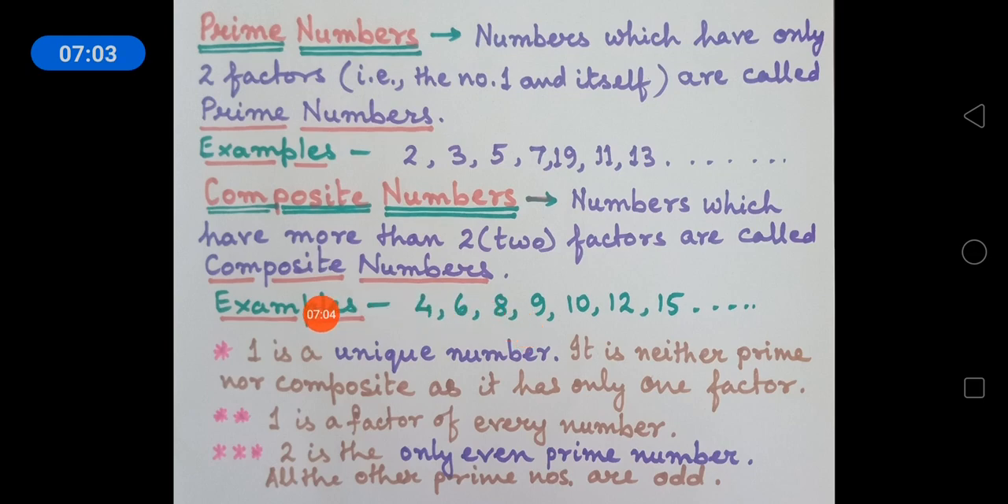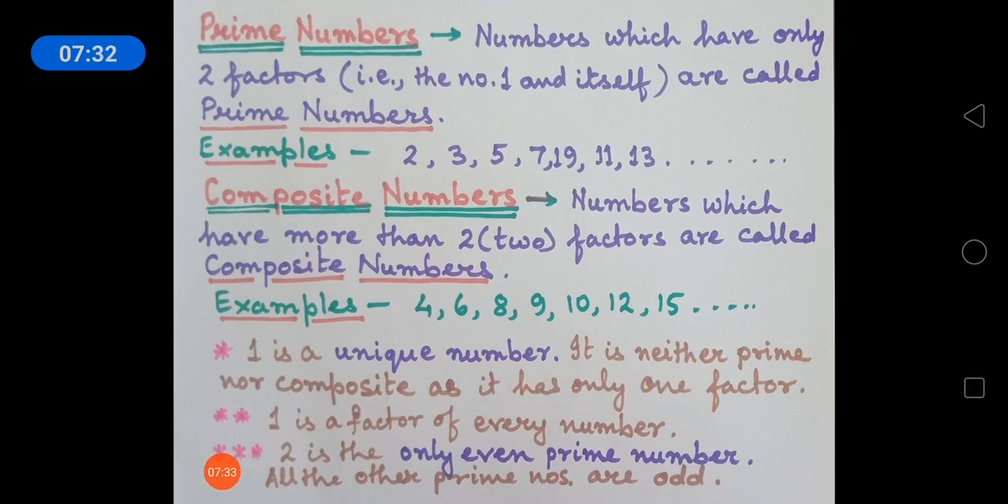Now some interesting facts which you should know. 1 is a unique number. It is neither prime nor composite as it has only one factor. 1 has only one factor, the number itself. 1 is a factor of every number. This is the second interesting point which you should know. 1 is the factor of every number.